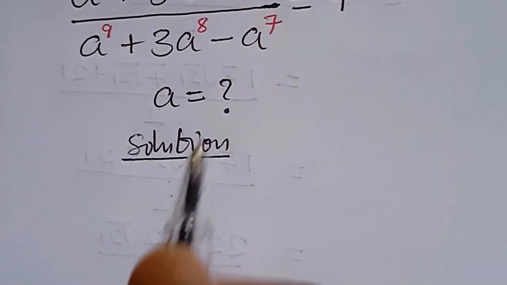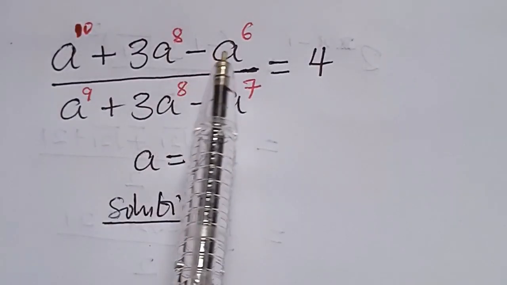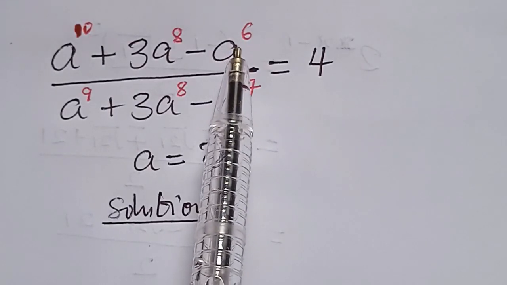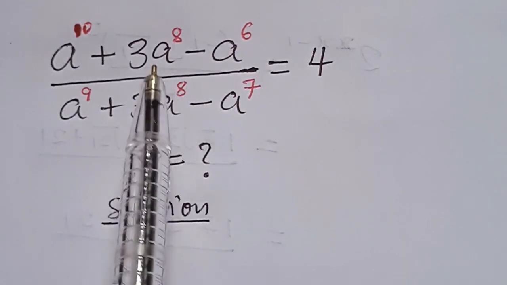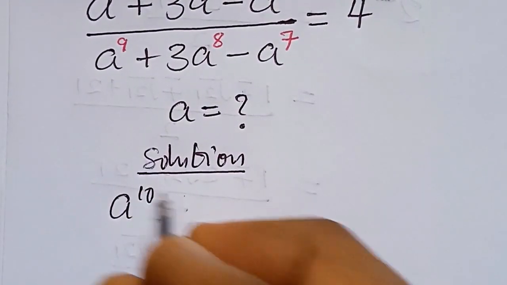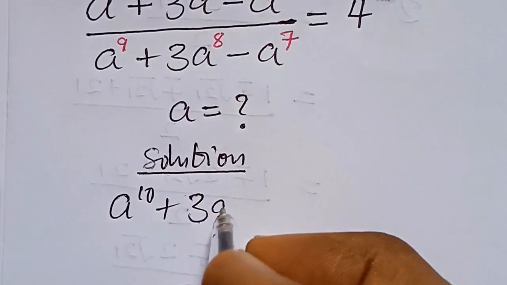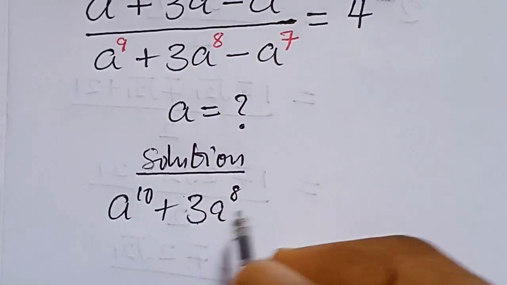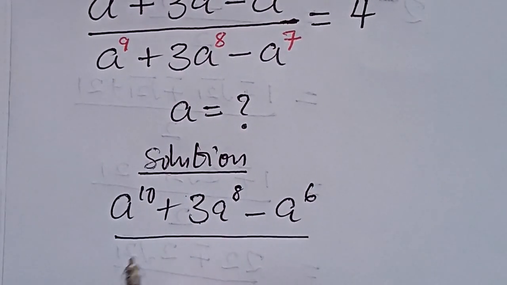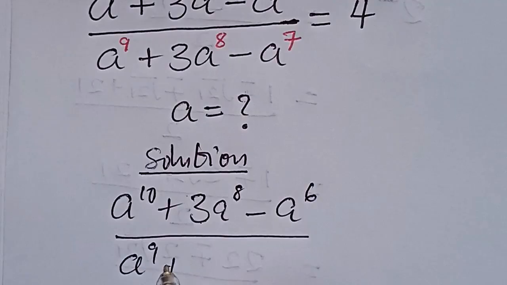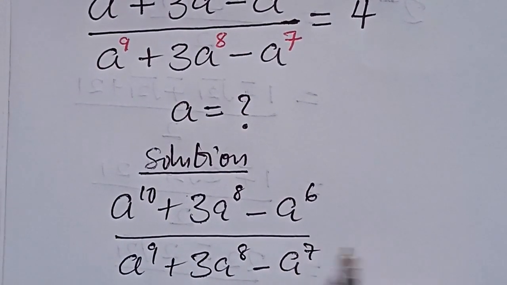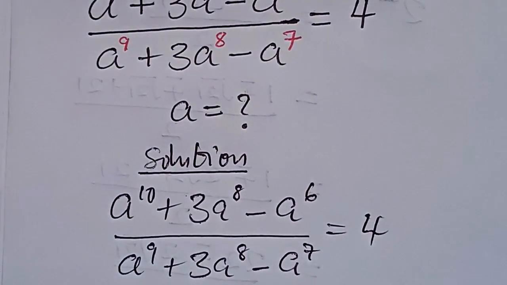So first thing first, we factor out the lowest exponential power from the denominator and the numerator. From our question, a to the power of 10 plus 3a to the power of 8 minus a to the power of 6 over a to the power of 9 plus 3a to the power of 8 minus a to the power of 7 equal to 4.